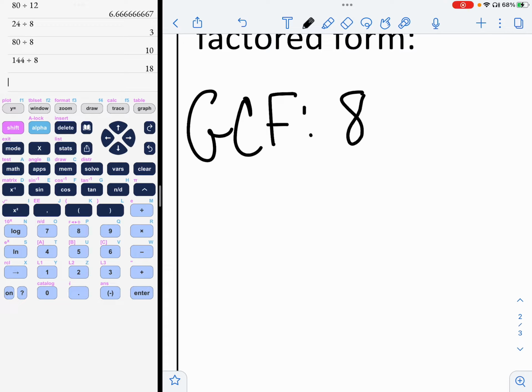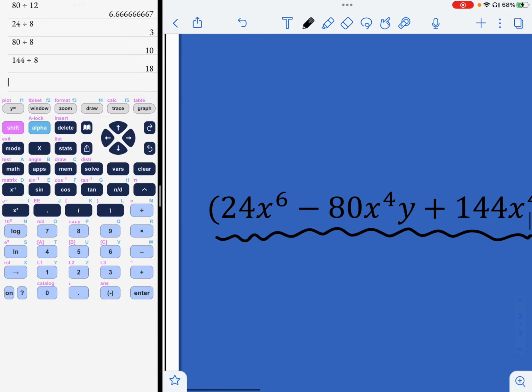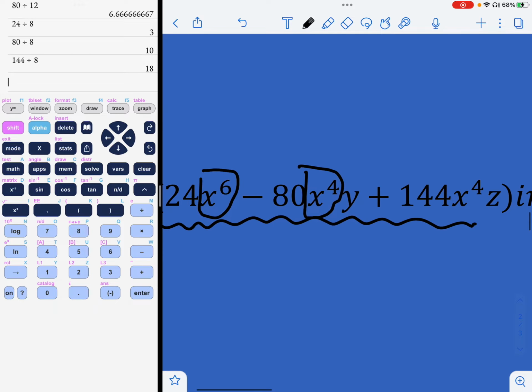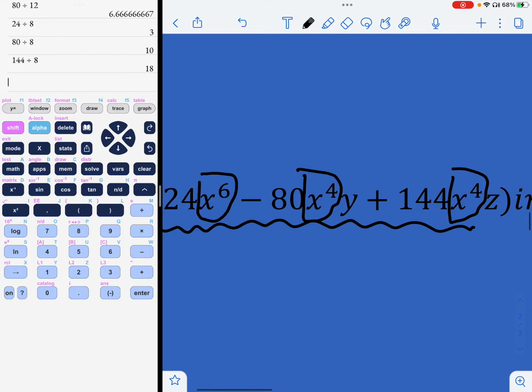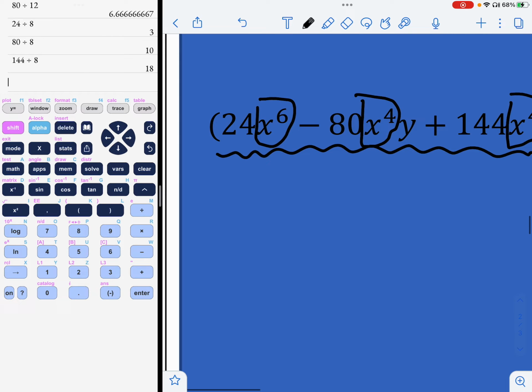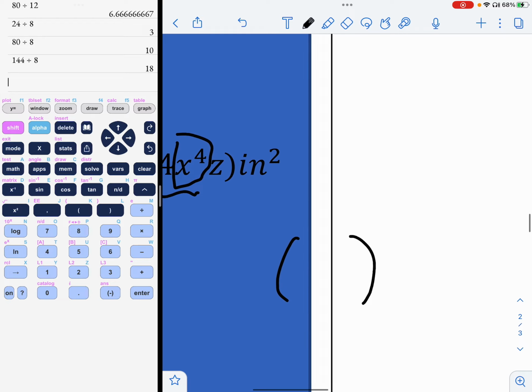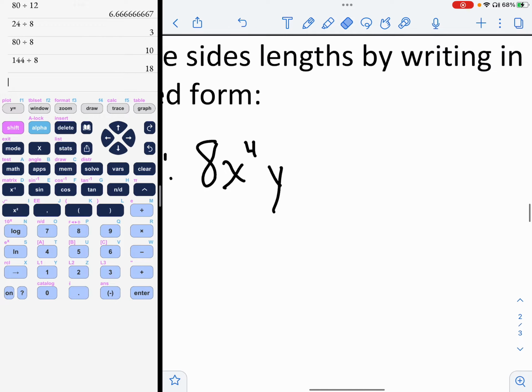However, I need to go back because I saw they all had some type of x. This one has x to the 6th, x to the 4th, x to the 4th. So we pick the smallest exponent, so I'm going to have to take out x to the 4th power. Let's see if they all have a y. No, only in the middle term. And they don't all have a z. So I'm going to erase that y.